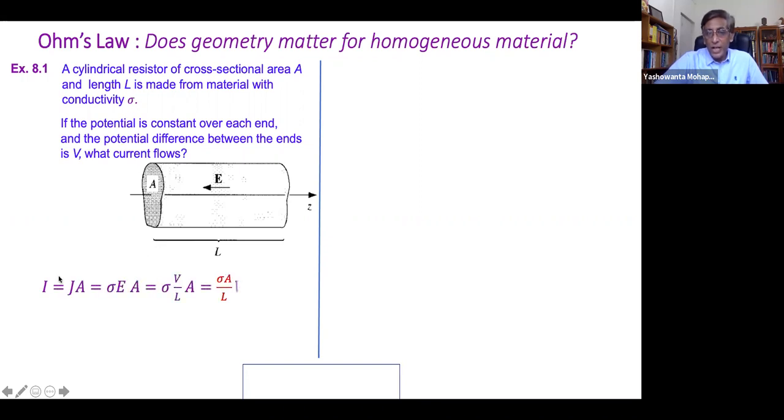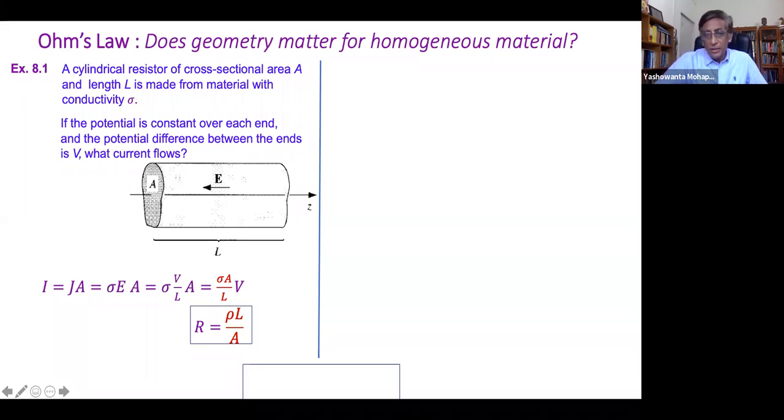If there is a current I, then this is J into A. And J is sigma E into A, and what is E? It is V by L. And hence I can write sigma A V by L, and hence V is equal to IR, and R is rho L by A.